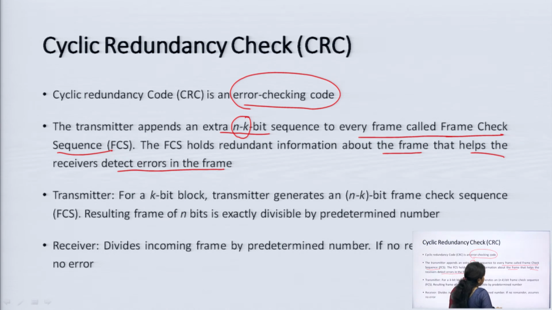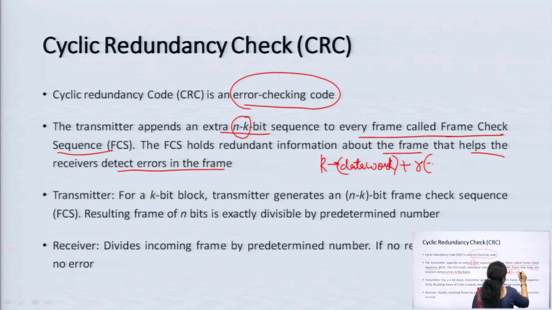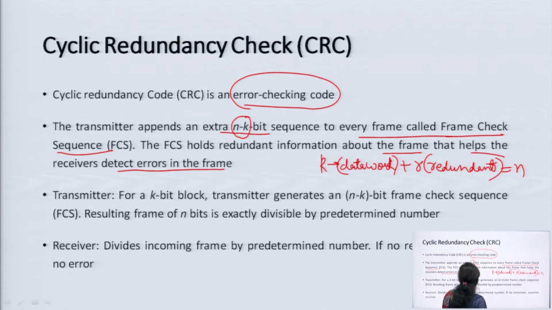So, this is in the same flow. Let us say k is the original data, you can say the data word, and you have added r bits to it, that is redundant bits. Now, this is equivalent to n. What is n? n is the final code word that has been generated, and this number of bits will be added in a frame check sequence, that is FCS.